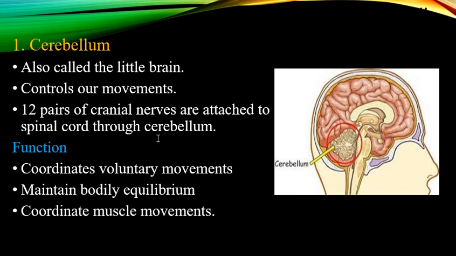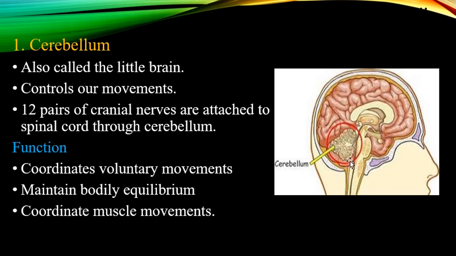It is a very important part of the brain and it controls our movements. Cerebellum is involved in the balance of the body, movements of the body. Cerebellum constitutes 10% of the whole brain weight. There are 12 pairs of cranial nerves which are attached to the spinal cord through the cerebellum. Okay, the 12 pairs of cranial nerves, as we have read in one of the previous lectures, are attached to the spinal cord through this cerebellum.